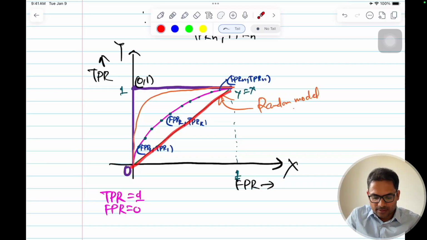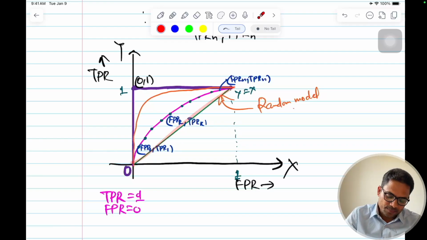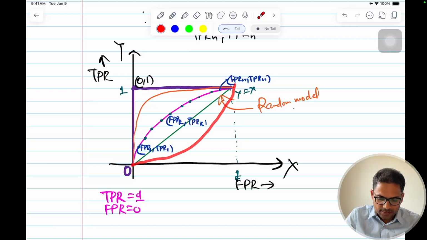Okay. And I said that this is your worst model. Anything cannot be worse than this. If I randomly put ones and zeros, I'll get half of them as positive and negative labels randomly. My true positive rate and false positive rate will be equal. This is the worst that we'll get. You can do the maths and check and say why can't we get something like this?